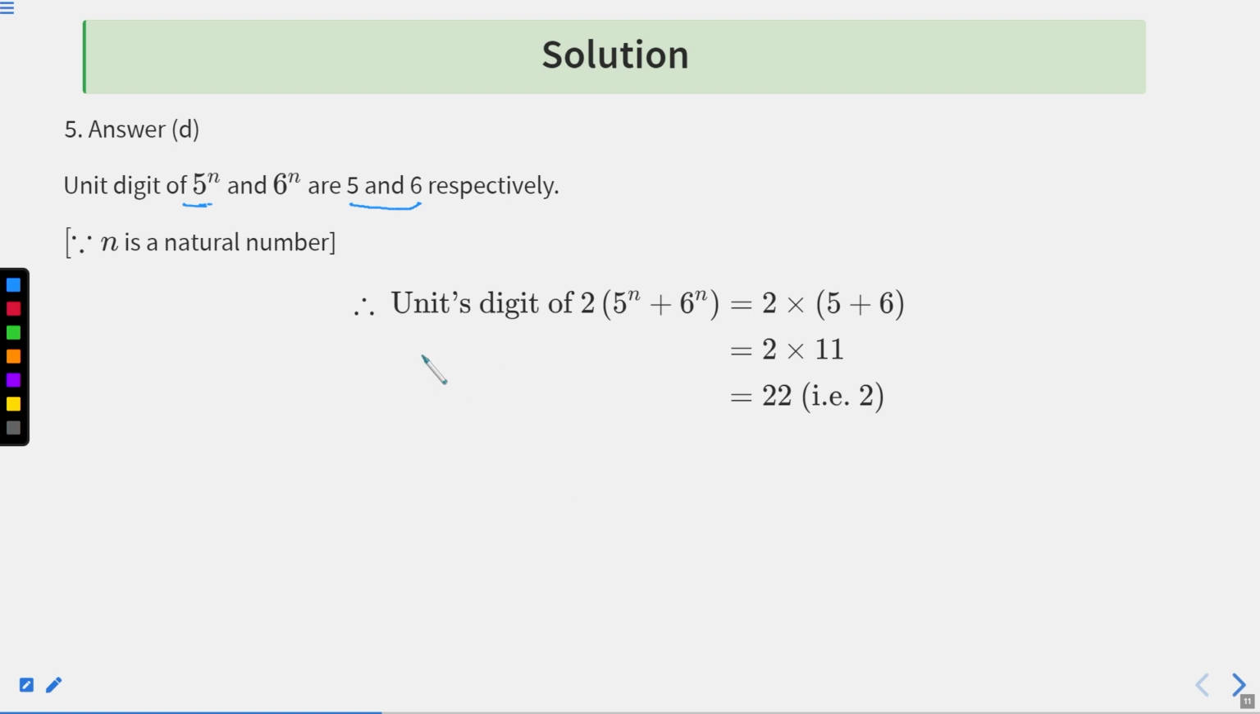Okay, where n is a natural number, and therefore the unit digit of 2 times 5 to the power n plus 6 to the power n is basically equal to 2 times 5 plus 6, and this is equal to 2 times 11, that is equal to 22, that is 2. Okay, this is equal to 2.